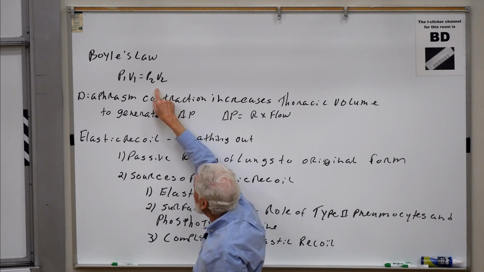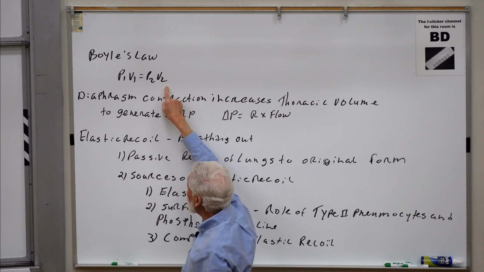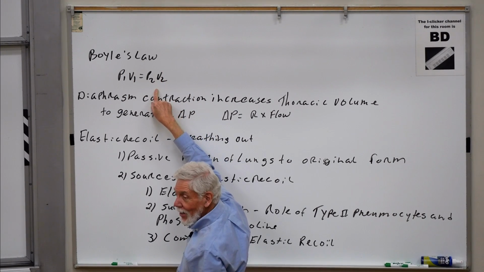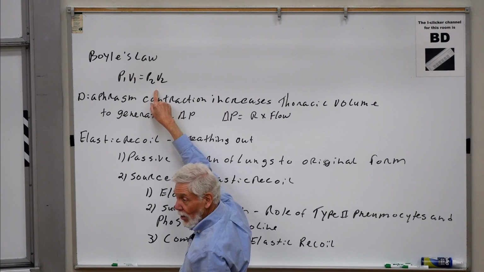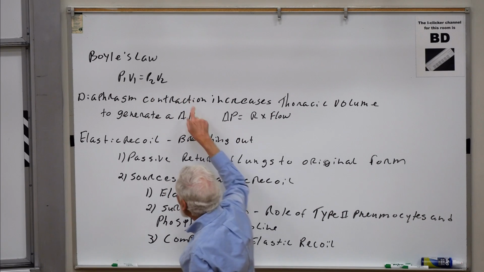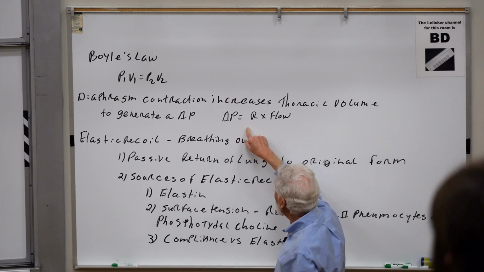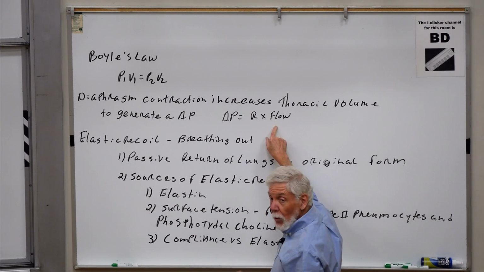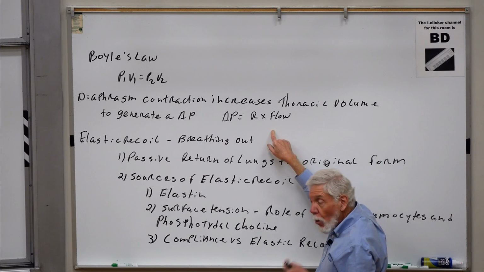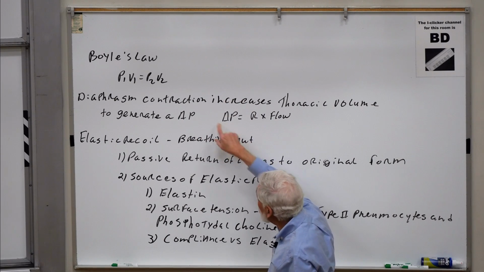So you can imagine here, if you increase the volume, what's that going to do to the pressure? To keep this thing equal, if the volume goes up, the pressure has to go down. So now we have a pressure differential, such that the pressure in the atmosphere is greater than in the lung. And once you see a delta P, you have a resistance and a flow. Yesterday we talked about the various resistances with the diameters or radii of the bronchioles and the bronchial tubes, and today we'll simply see how we generate that delta P.